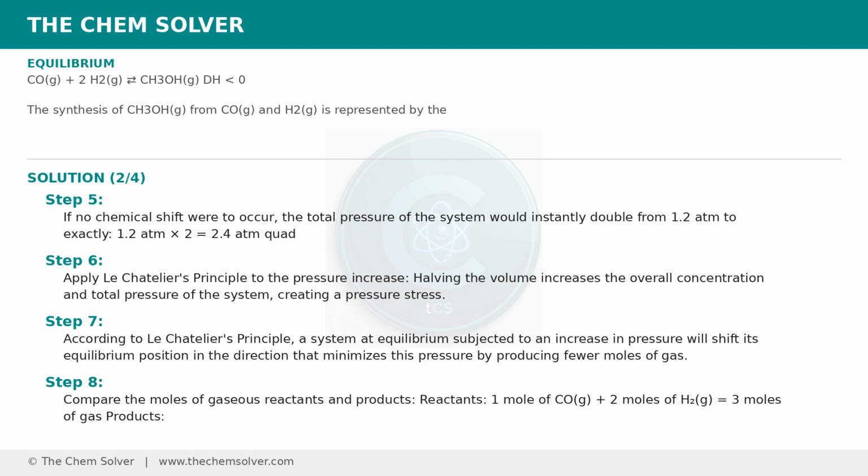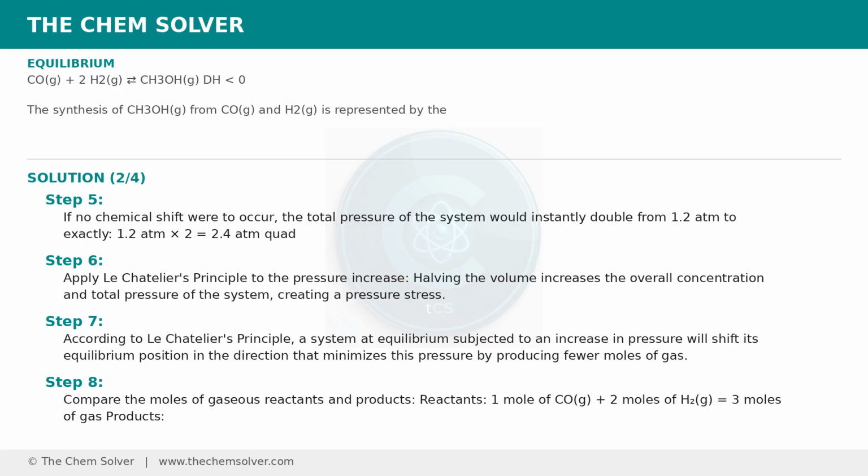Now apply Le Chatelier's principle to the pressure increase. Halving the volume increases the overall concentration and total pressure of the system, creating a pressure stress. According to Le Chatelier's principle, a system at equilibrium subjected to an increase in pressure will shift its equilibrium position in the direction that minimizes this pressure by producing fewer moles of gas.